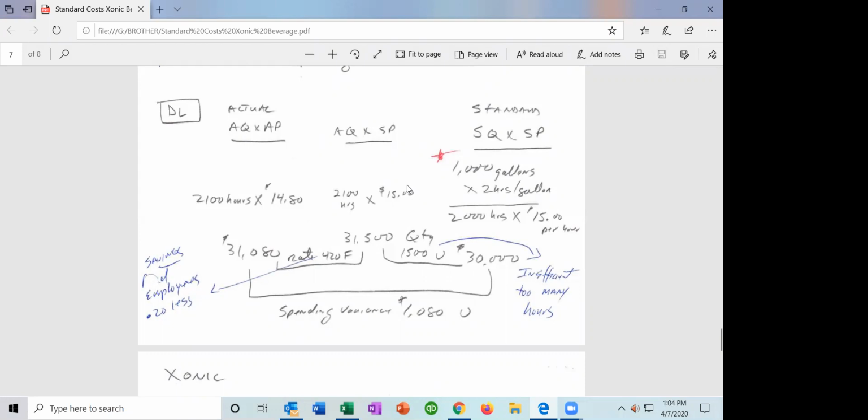Well, they should have paid them $15 an hour. They actually paid them $14.80 an hour. They paid them 20 cents less than a standard. So there was a savings there. Hence, favorable variance.